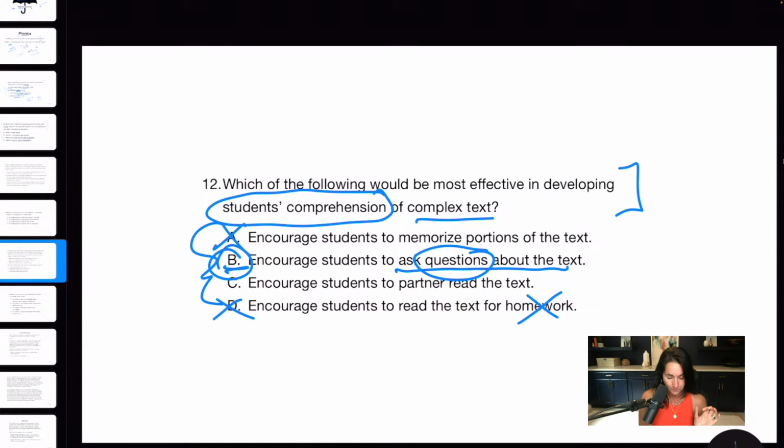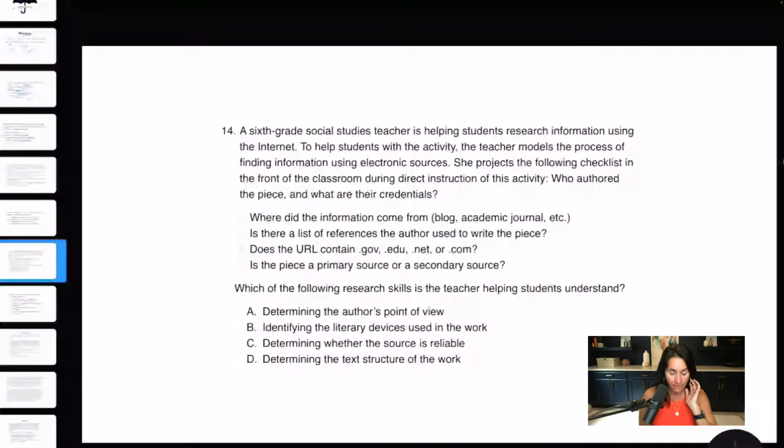That's what we want. Okay, this one's a long one, and this is where working backwards is really, really important, okay? Because you can get lost in an item like this. Okay, here we go. Let's take a look at this.